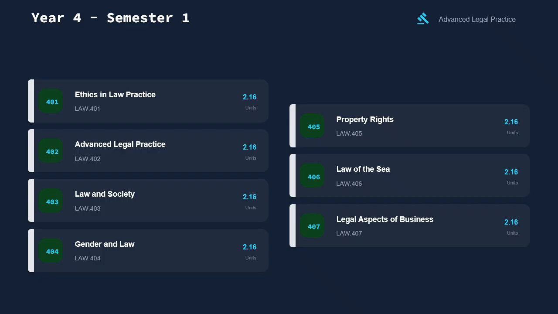Real-life example: Investor-State Dispute Settlement, ISDS, under trade agreements allows foreign investors to challenge government regulations as expropriation, illustrating tensions between property rights and regulatory autonomy.